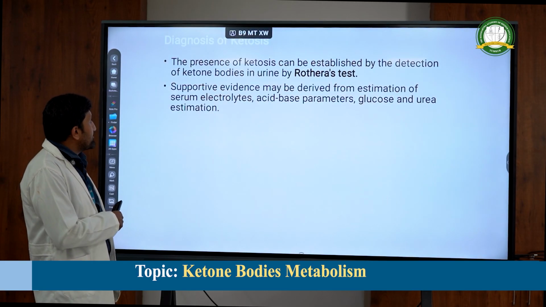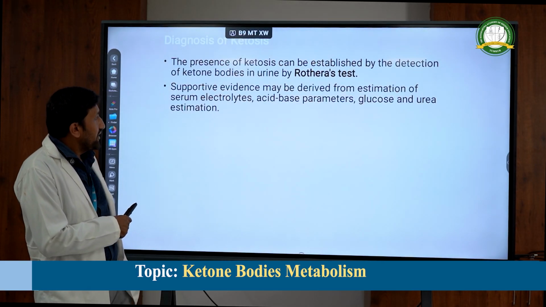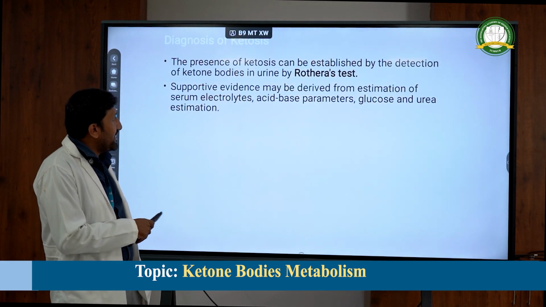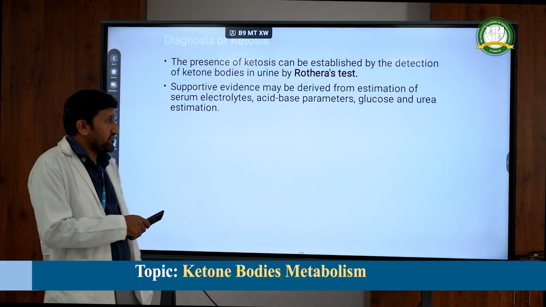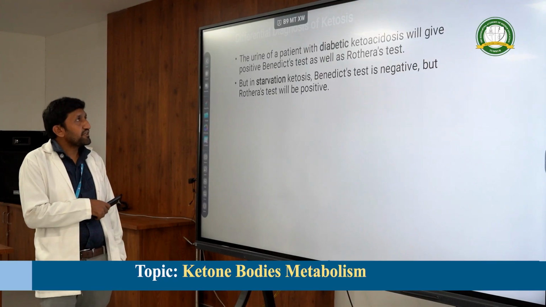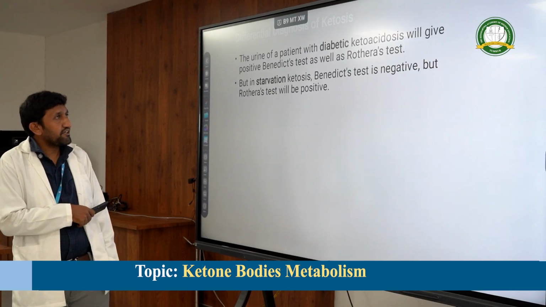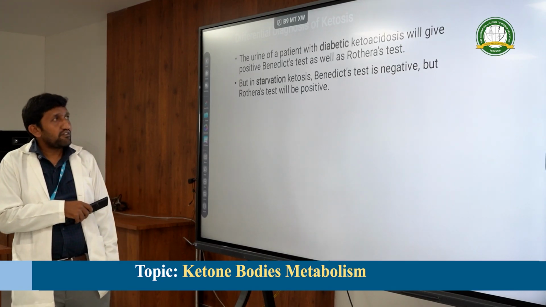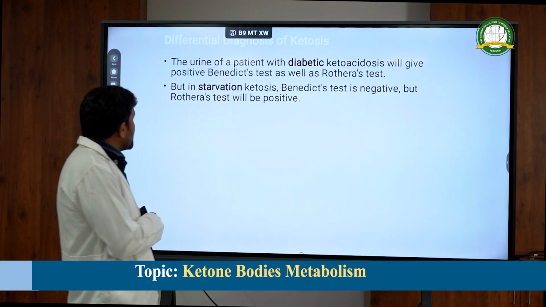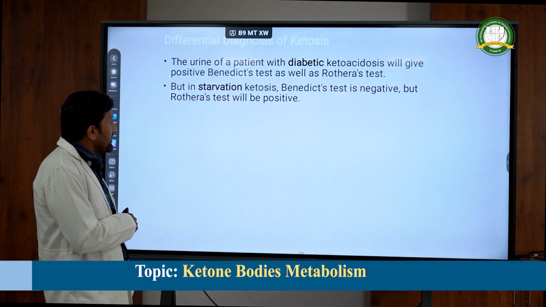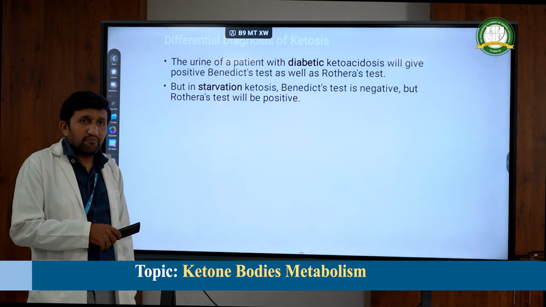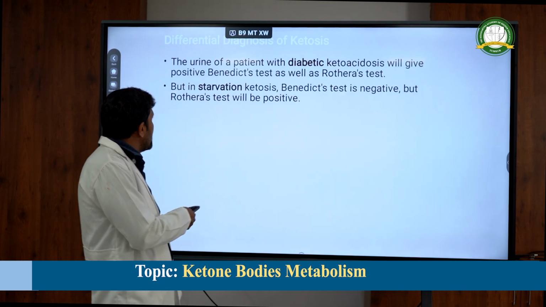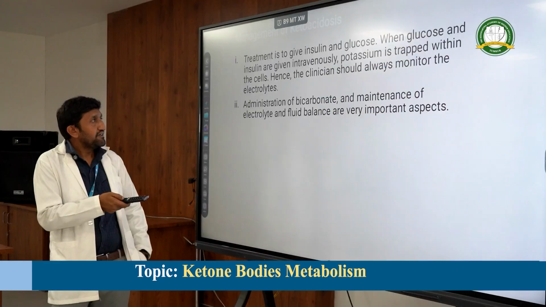The presence of ketosis can be established by detection of ketone bodies in urine by Rothera's test, and supportive evidence may be derived from estimation of serum electrolytes, acid base parameters, and glucose and urea. In the differential diagnosis of ketosis, the urine of a patient with diabetic ketoacidosis will give a positive Benedict test as well as Rothera's test. But in starvation, the Benedict test will be negative but Rothera's test will be positive, because glucose will not be present, so it is absent for the Benedict test.